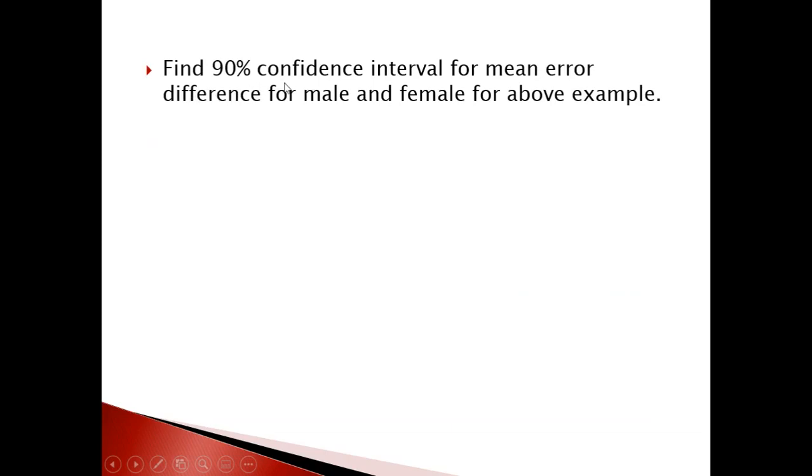Find the 90% confidence interval for mean error difference for male and female based on the above example we have done. So according to that example, alpha is 10%, which means 0.1. We have to divide by 2, which means 0.05. So now we have to find the value t, 0.05, which is alpha, and degree of freedom 60. So the value is 1.671.